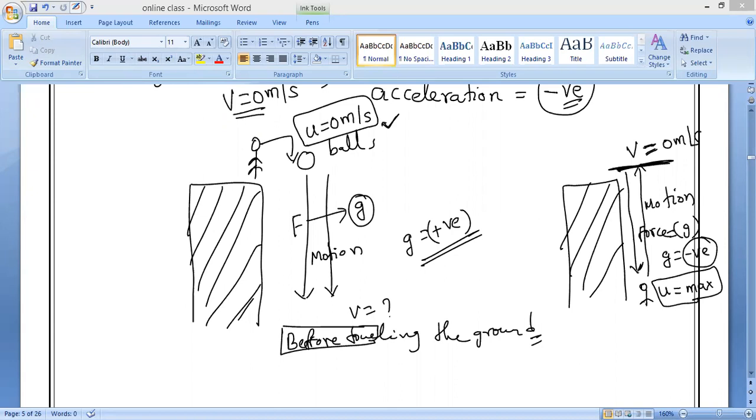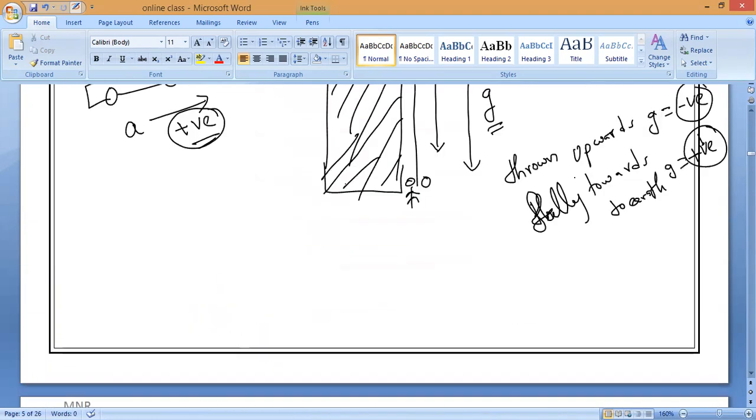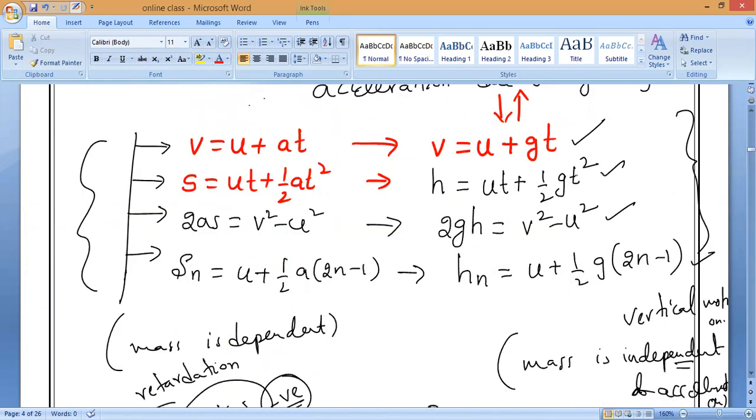Okay. So now that you understand this, we can write the equations of motion of a body dropped from a certain height. Usually, at class 9 level, they won't give separate equations for freely falling and thrown upward bodies. They will use the common equations. What are the common equations? v equals u plus gt, h equals ut plus half gt square, 2gh equals v square minus u square, and similarly, h_n equals u plus half g into (2n minus 1).